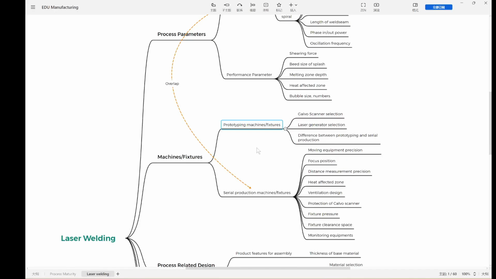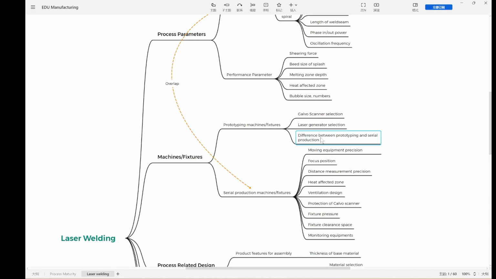Okay, the next one, prototyping machines fixtures. The galvo scanner selection. If you select the machine, you need to select all these important components, for example, the galvo scanner and the laser generator. I need to take care of these. If you do simultaneous engineering, the most ideal situation is that you use the same machine as in your serial production. If you already have a production line and R&D wants to build a new prototype, you can try it on your serial production line as long as it is acceptable.